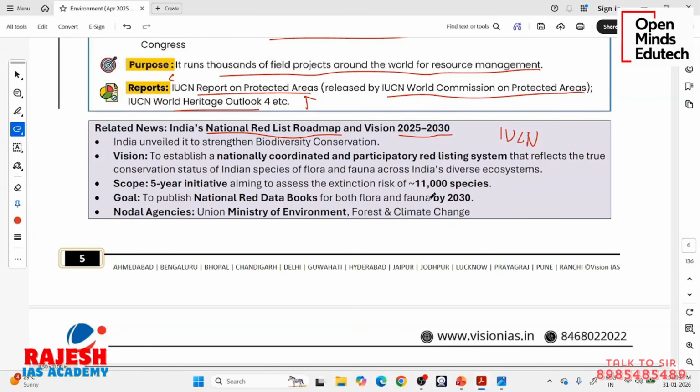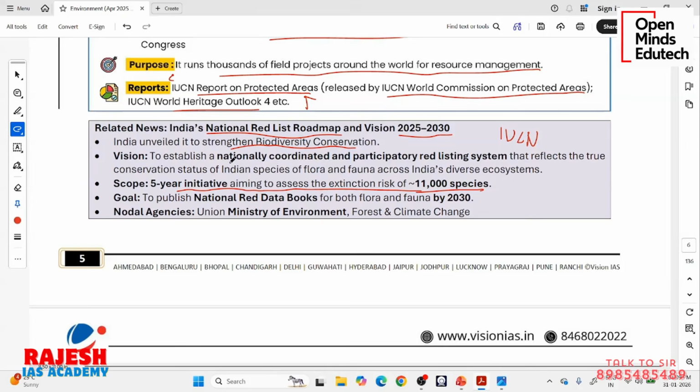This list is prepared for almost 11,000 species in India. So it is a 5-year initiative aiming to assess the extinction risk of 11,000 species. This was unveiled by India to strengthen its biodiversity conservation. We want to know the conservation status of the animals so that we can properly conserve them. Something that is almost close to extinct, we have to give higher preference.